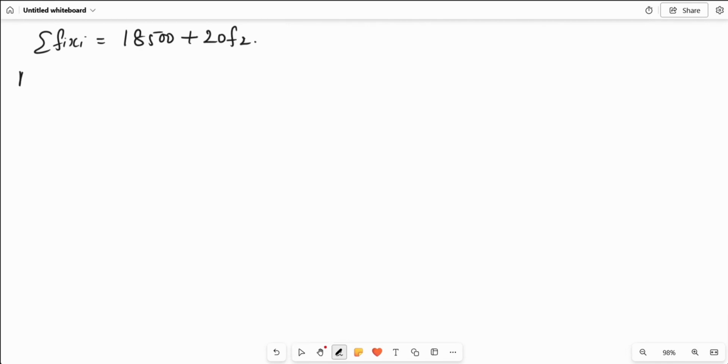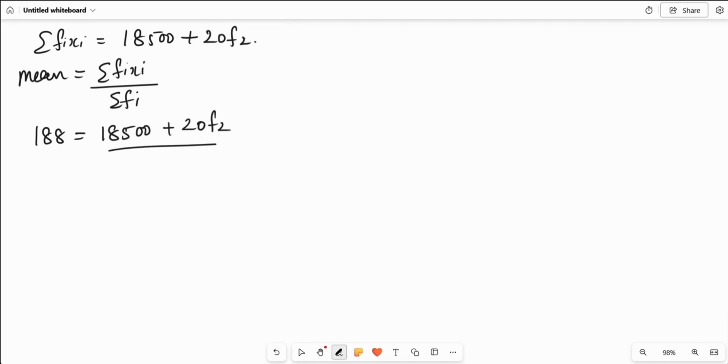Okay, so mean is equal to sigma Fi into Xi by sigma Fi. Mean value it is 188. That is equal to 18,500 plus 20 F2 by sigma Fi, that is 100. Okay, so whenever it goes to the other side, division will become multiplication. So you will get 18,800 when you multiply. That is equal to 18,500 plus 20 F2.